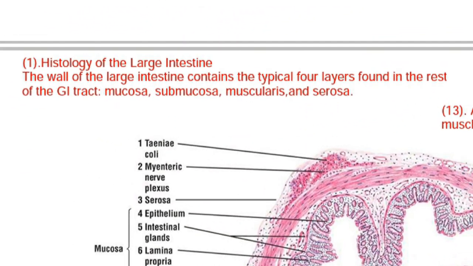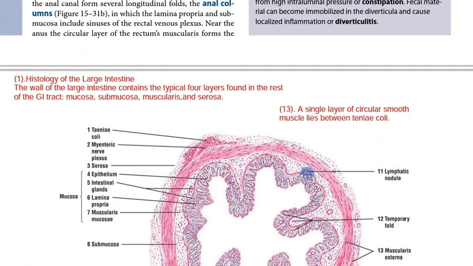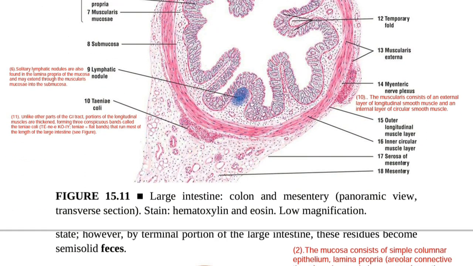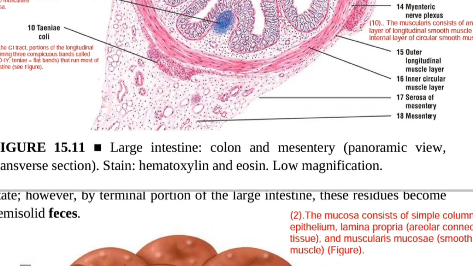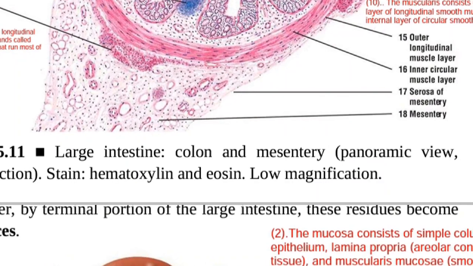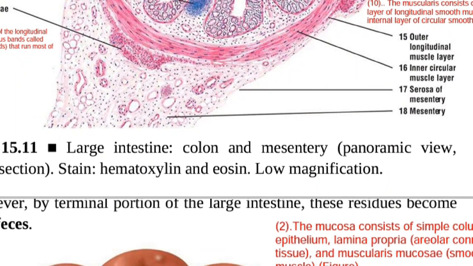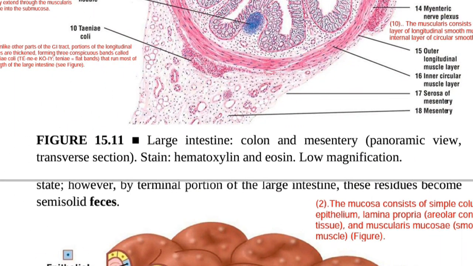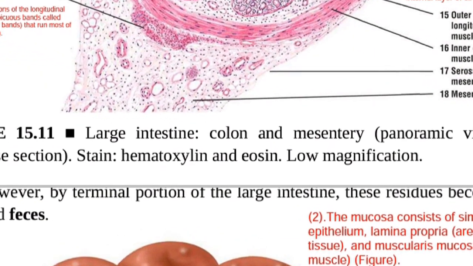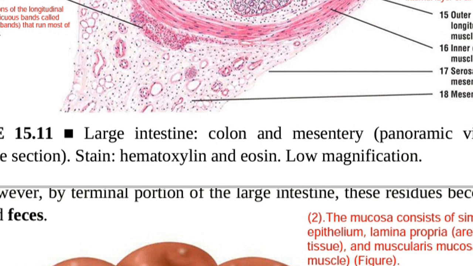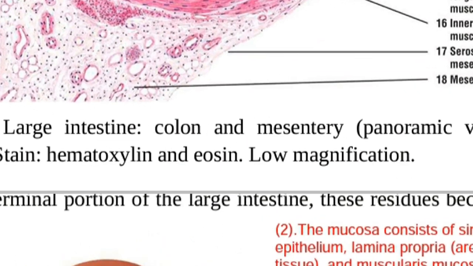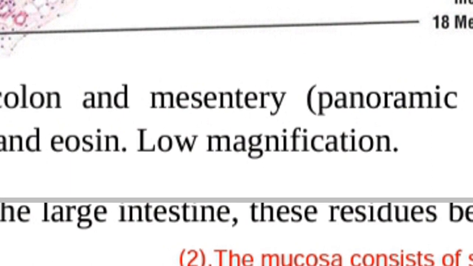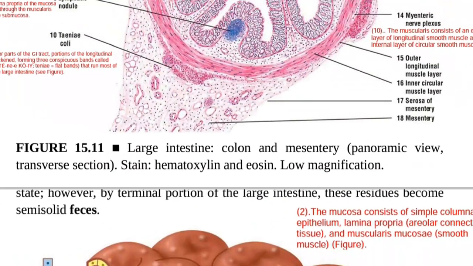I have repeated point number 1 because of this figure. What is this figure? Large intestine, colon and mesentery, panoramic view, transverse section, and the slide is stained with hematoxylin and eosin. These stains are used for staining, and we are observing the slide under low magnification of the microscope.